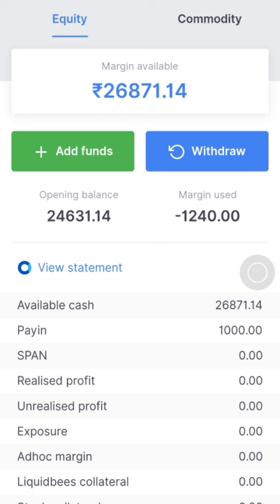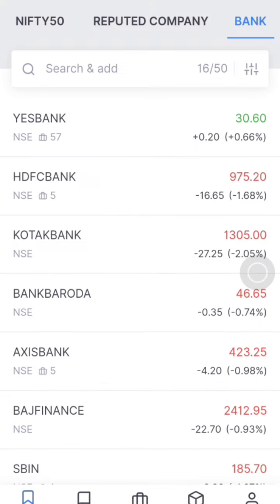Once funds are added, later when you want to withdraw your money, you can see there is something called withdraw. If you click withdraw, you can withdraw however much amount you want from your trading Demat account to your bank account. Now our fund got added, so we'll do some basic operations.